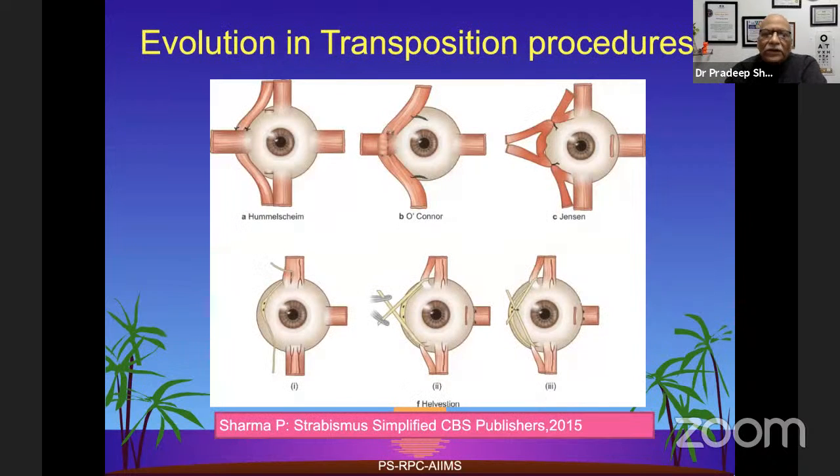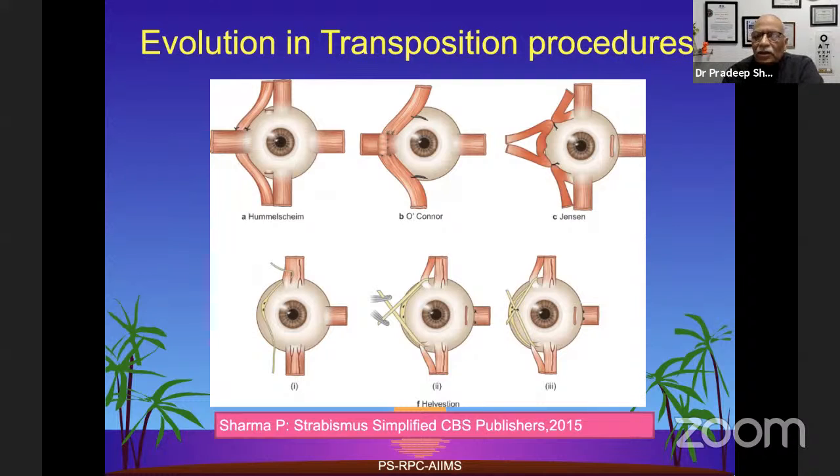Coming to the more difficult cases of paralytic strabismus, when we have no movement crossing the midline, then we have to do something like a transposition procedure. Over the years, the transposition procedures have evolved significantly, starting from Hummelsheim's, which was using only the half of the muscle, then to O'Connor's, in which full width muscle was used, then Jensen's, in which splitting was done, and the halves of the paralytic muscle and the vertical recti were joined.